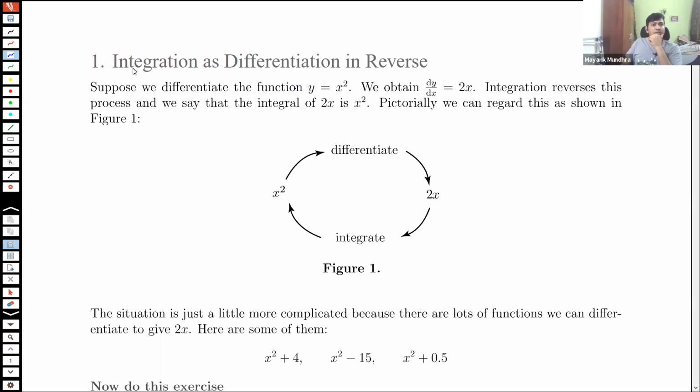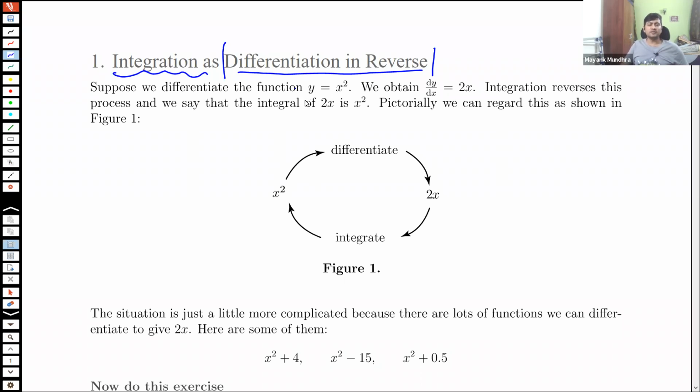All right, so the next is integration. Integration is basically differentiation in reverse. So it's a reverse of differentiation, very easy to put. We look at what integration means and how it works, but let us first look at what we mean by differentiation in reverse.